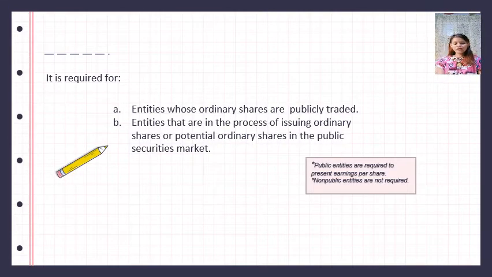The presentation of earnings per share is only required for letter A, entities whose ordinary shares are publicly traded, and letter B, entities that are in the process of issuing ordinary shares or potential ordinary shares in the public securities market. On the other hand, public entities are required to present earnings per share, and non-public entities are not required but are encouraged to present earnings per share.